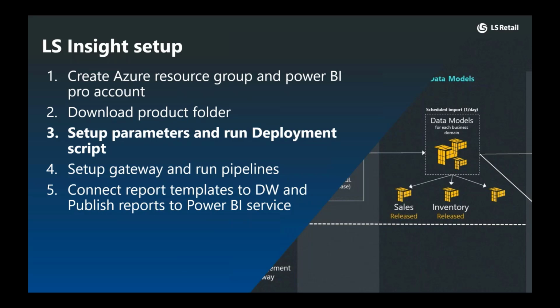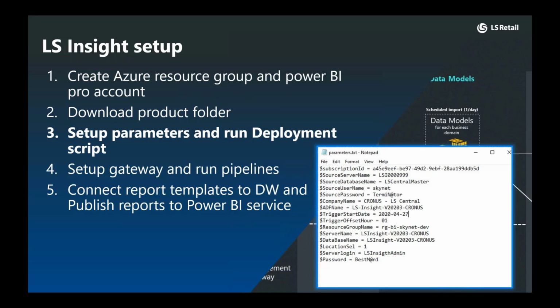Step 3 is to set up the parameter file and run the deployment script. In the parameter text file, you need to add information about your Azure subscription ID, the LS Central source database and server, and choose names for the Azure resources: the data factory, SQL server, and database. You also need to select the login and password for the database admin user. Please note that none of the Azure resources exist at this point. They will be created later by the deployment script using the parameters from the file.